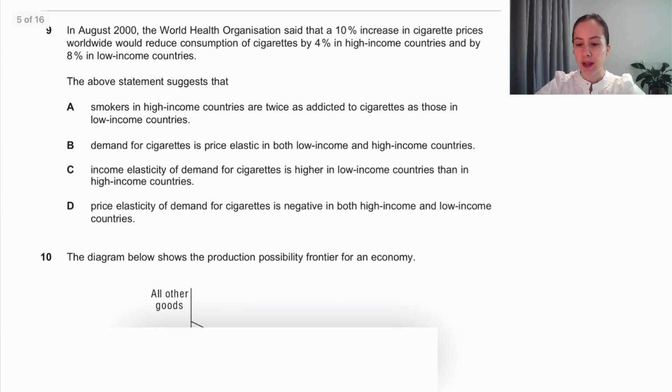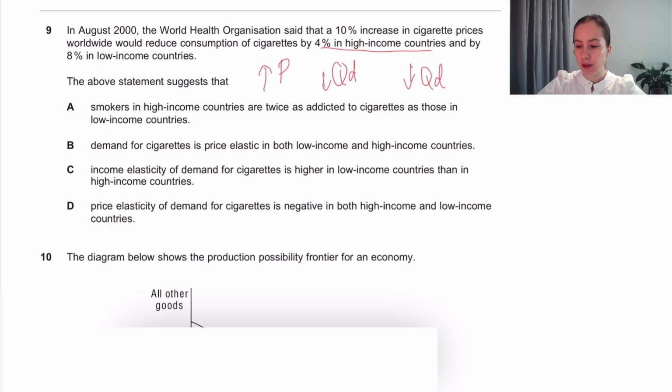Okay, question 9, we have a comprehension question, and we have cigarette prices increasing, quantity demanded falling by less in high income countries, and quantity demanded falling by more in lower income countries. So we can see that they're a bit more sensitive, if you're lower income, to the changes in the price for cigarettes.